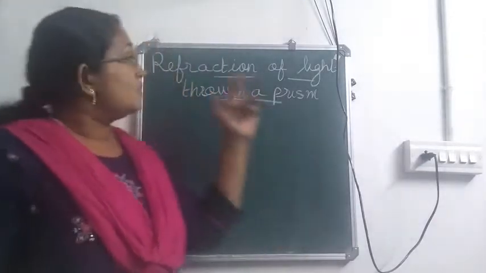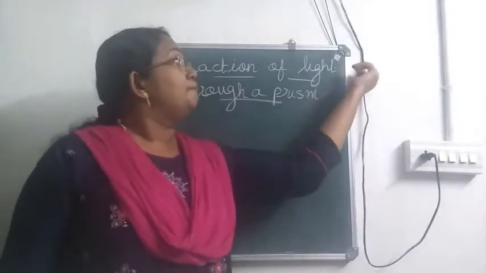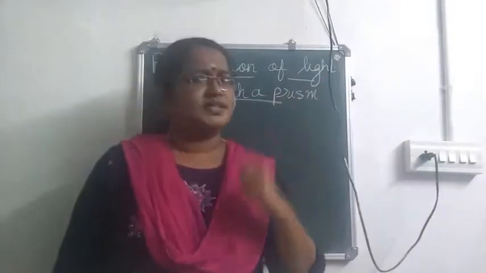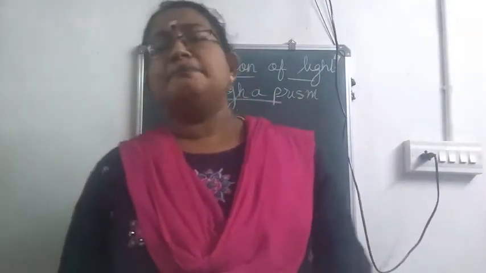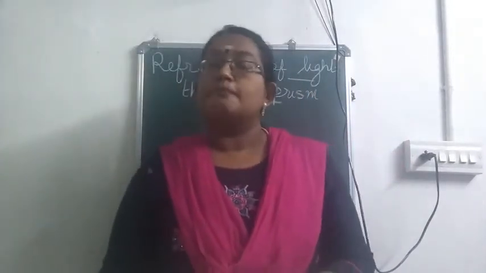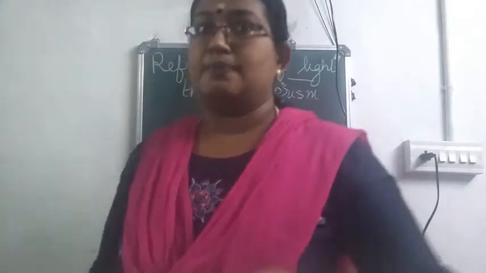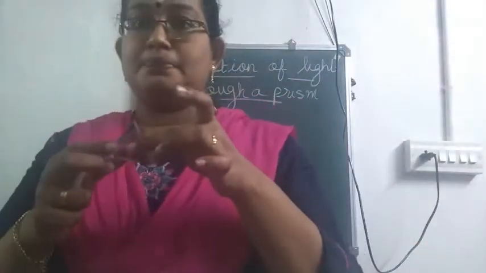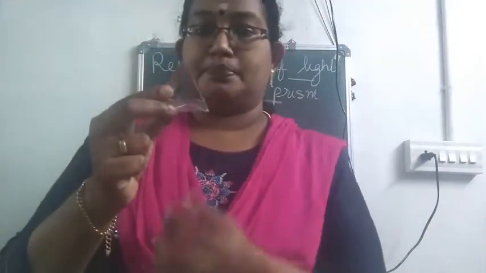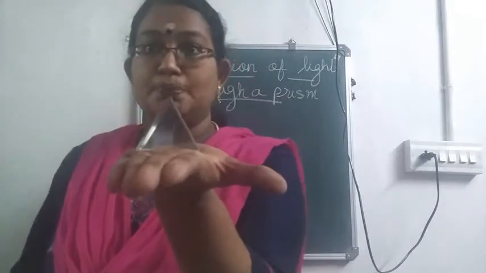Okay, so it is refraction of light through a prism. Do you know what is a prism? A prism is actually a transparent medium bounded by 5 plane surfaces. Okay, so I can show you a prism. This is a prism. Okay, so I hope it's visible for you.